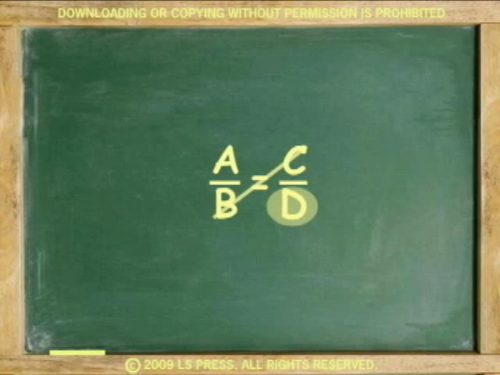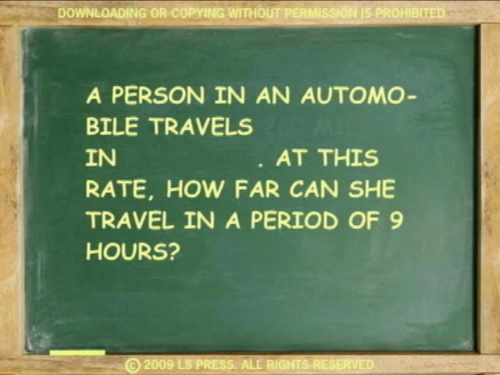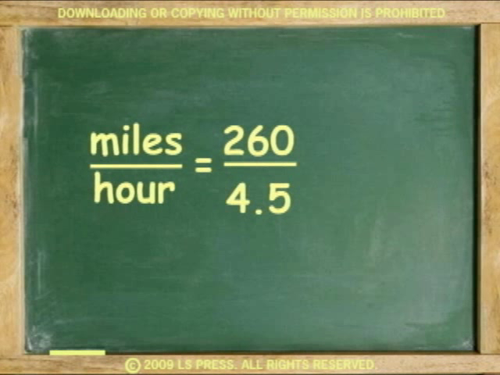Simply stated then, to find any unknown in a proportion, multiply across and divide by the third number. Let's do an example. A person in an automobile travels 260 miles in 4.5 hours. At this rate, how far can she travel in a period of 9 hours? She travels in miles per hour, or 260 miles per 4.5 hours. To find the answer, how many miles per 9 hours?